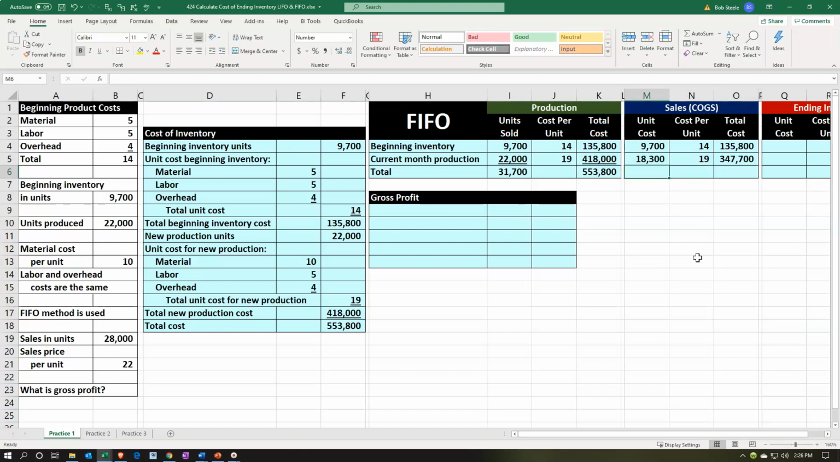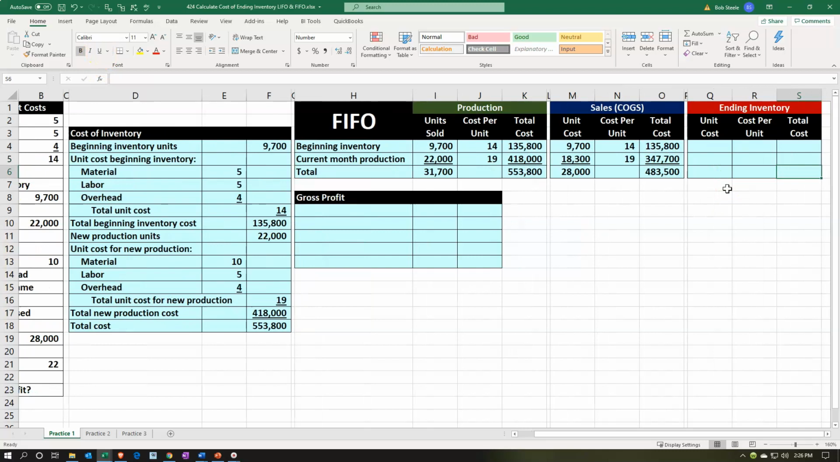Let's go ahead and sum this up. The units that we sold then equal the sum, that's the 28,000 units that we sold. In dollar amount then, using the first in, first out flow assumption, 483,500. Let's put an underline here and here. I'm holding Control in order to highlight non-adjacent cells. Home tab, font, underline.